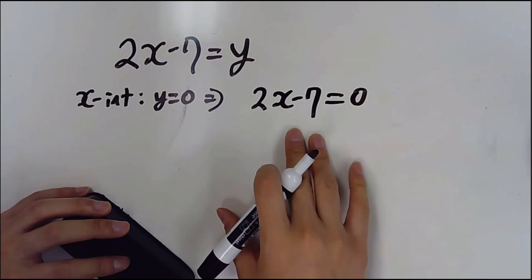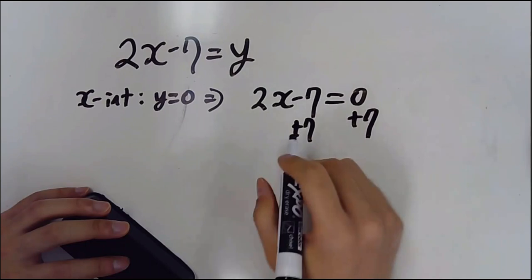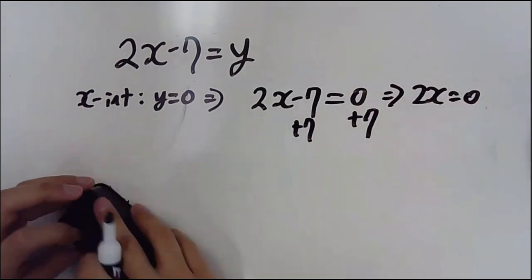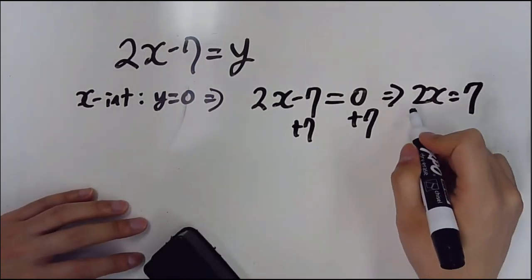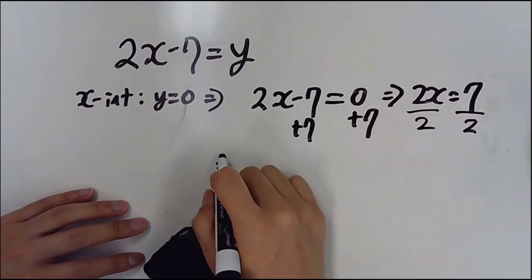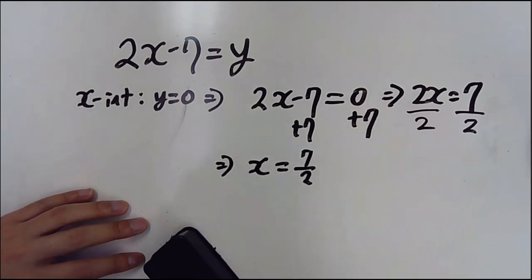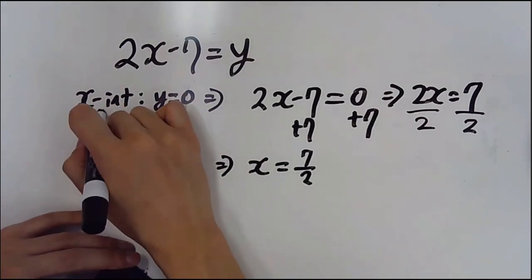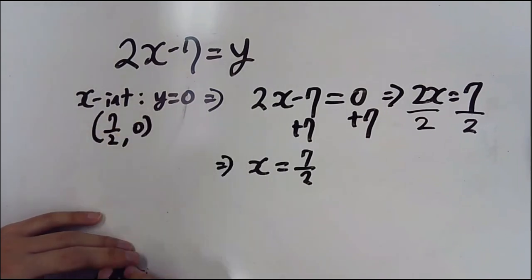And how do we solve for x here? I will first add 7 on both sides, and I will get 2x is equal to 7. And then I will divide both sides by 2. And my answer will be x is equal to 7 over 2. What does that mean? My x-intercept is at the point (7/2, 0).